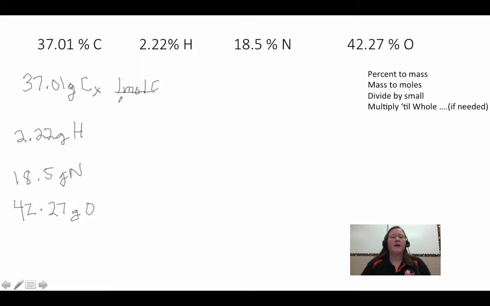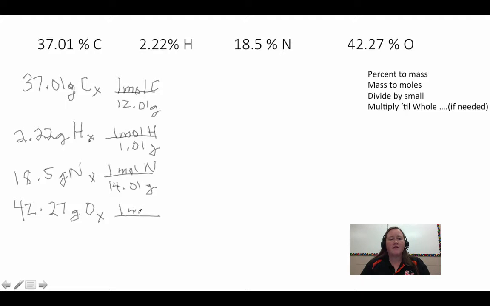1 mole of carbon has a mass of 12.01 grams. 1 mole of hydrogen has a mass of 1.01 grams. 1 mole of nitrogen has a mass of 14.01 grams. And 1 mole of oxygen has a mass of 16.00 grams. Now, if you haven't, I would like you to write this out and copy it down up until this point. If you haven't been copying it down already, I want you to pause it, write this down, and copy it. And then I would like you to go through the calculations.